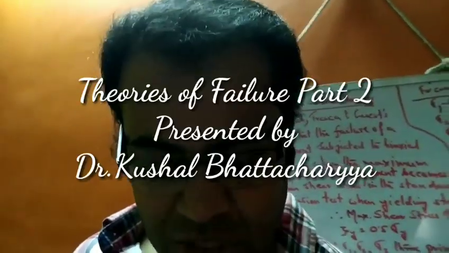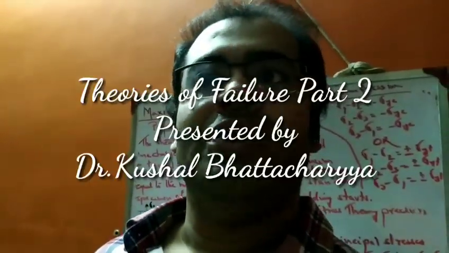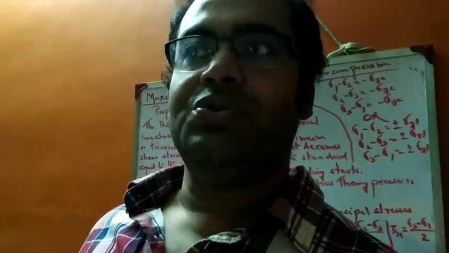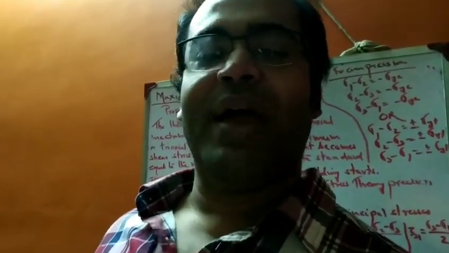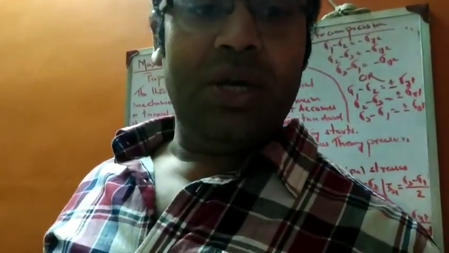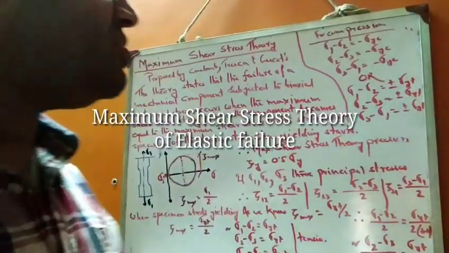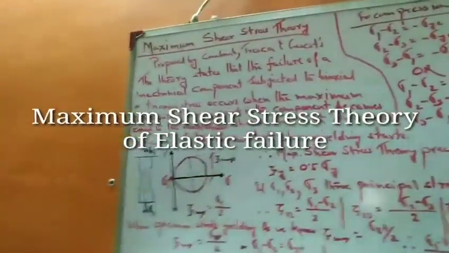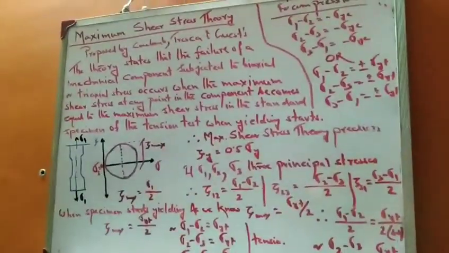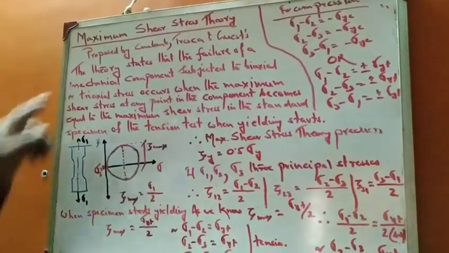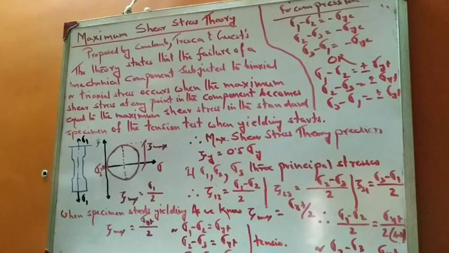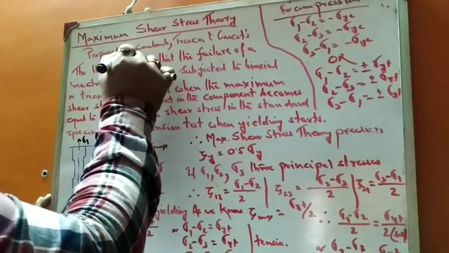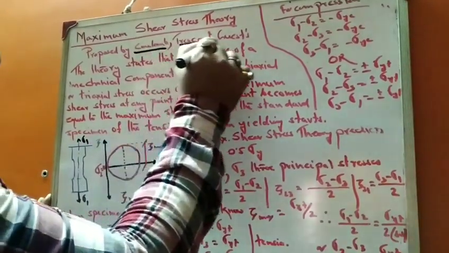Bhattacharya. Today I should be doing theories of failure part 2, and today I should be discussing maximum shear stress theory. Now, maximum shear stress theory was proposed by Coulomb, Tresca and Guest.